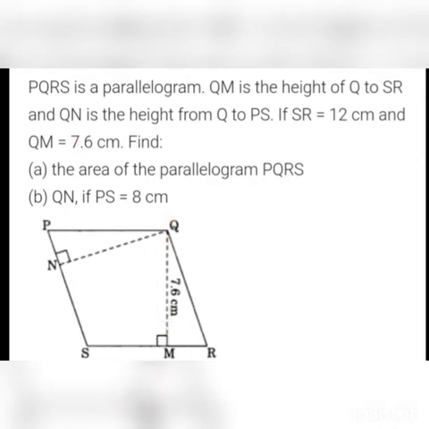So, the first question is to find the area of the parallelogram. What is the formula for finding the area of the parallelogram? It's base into height. Whether any base and altitude is given? Yes. This SR and this QM are known. So, we can find the area of this parallelogram directly because it's a direct application, isn't it? The base and the height corresponding to that base are known.